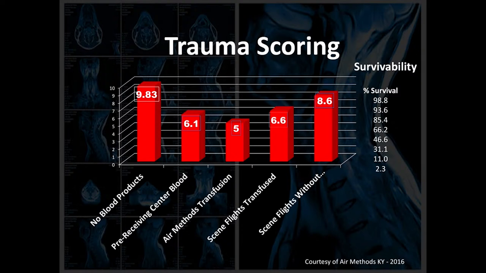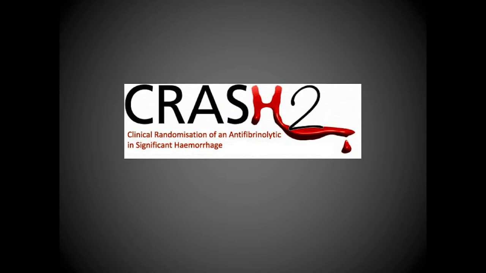From a standpoint of no blood products, our trauma score was 9.83. When we get into the scene flight transfused, trauma score was much lower at 6.6, and scene flights without was 8.6. And so again, there was a significant decrease in trauma scoring.